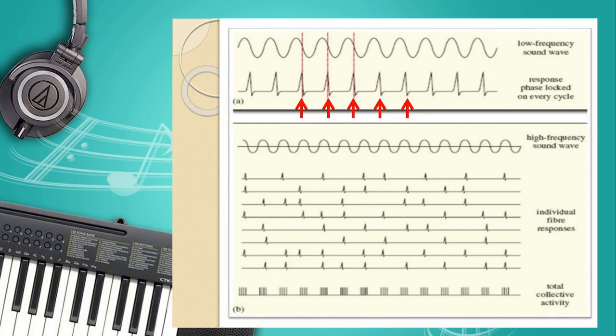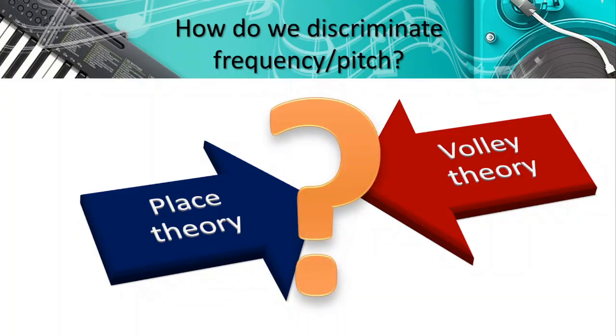Here you can see the response of individual cells and the total or cumulative response of the cells. It is very clear that the frequency of the sound is exactly copied in the frequency of action potentials or the firing pattern of action potentials. Thus, we understand that the firing pattern or the timing of firing of action potentials helps us in discriminating the frequency or pitch of sound. This is the volley principle.